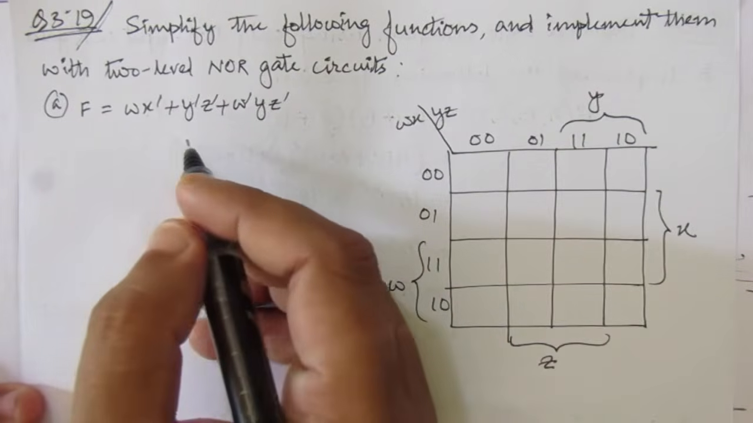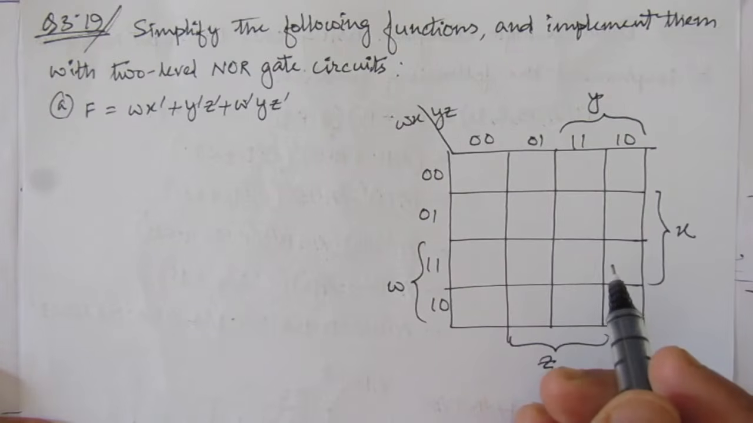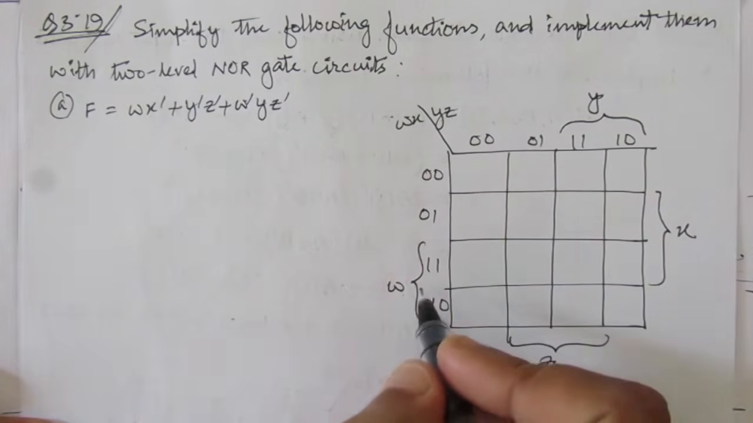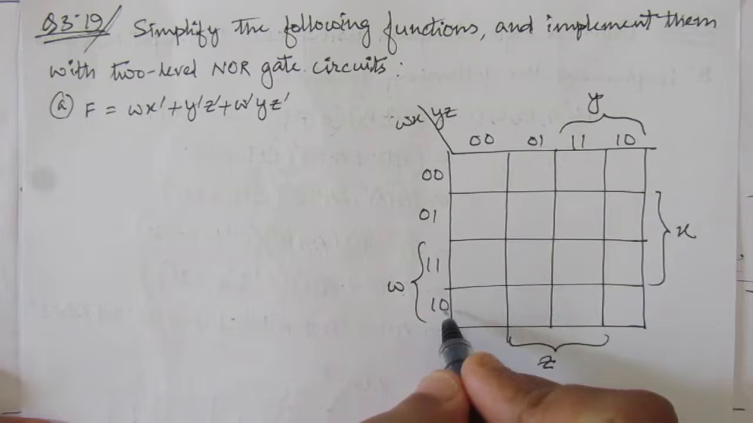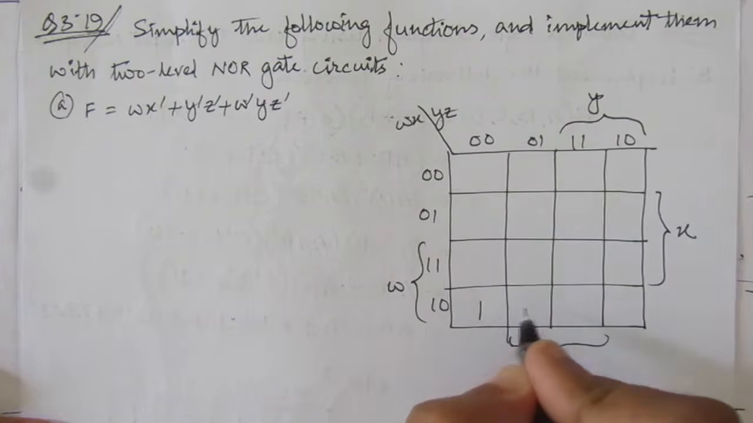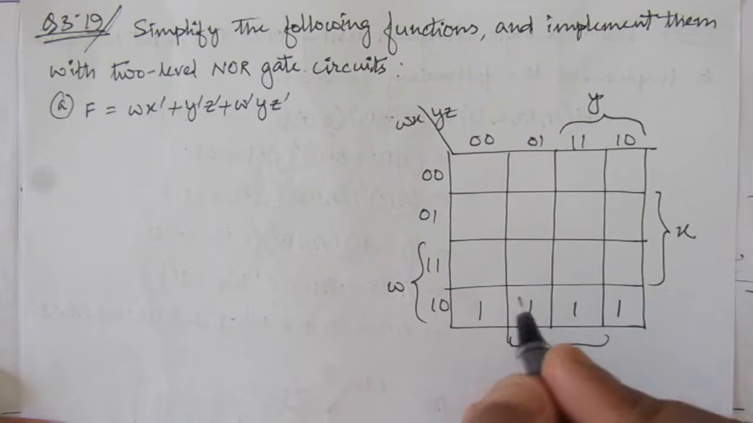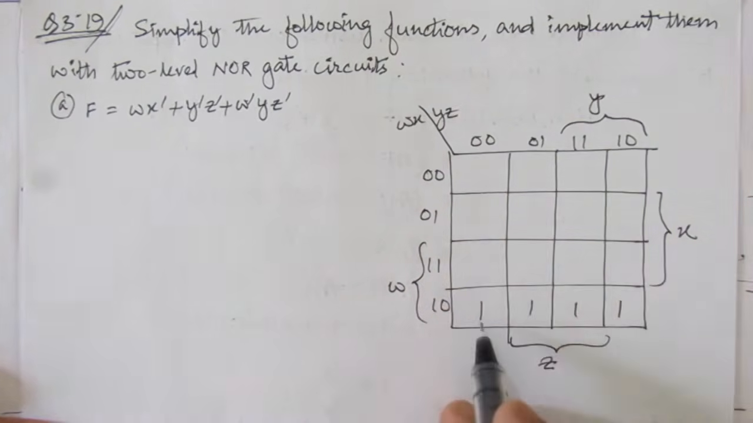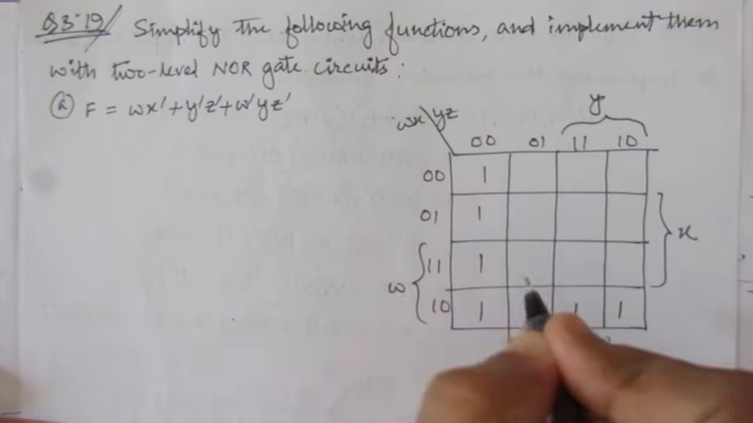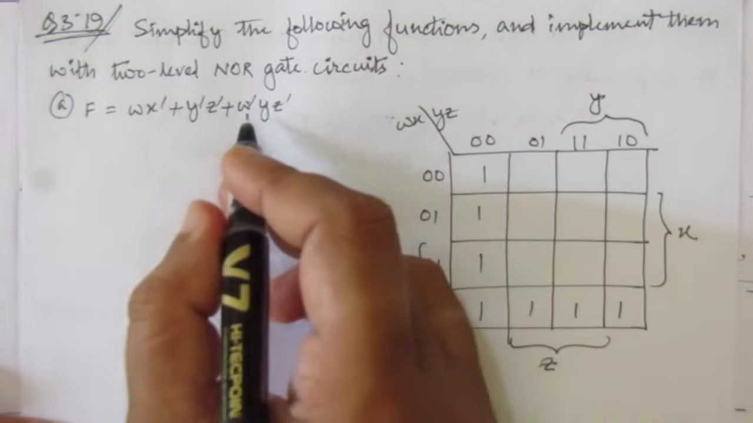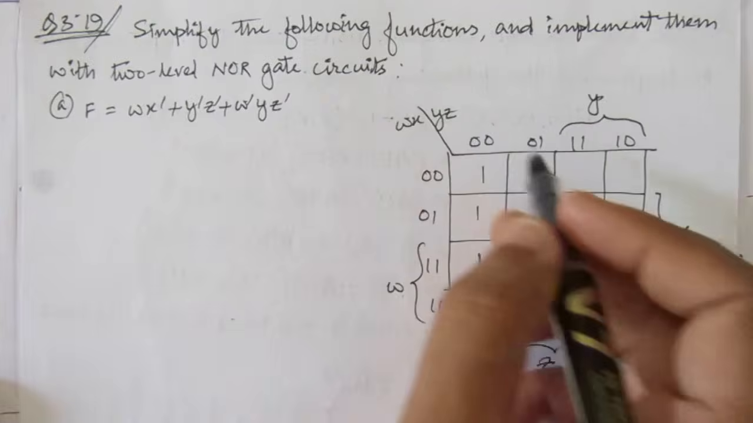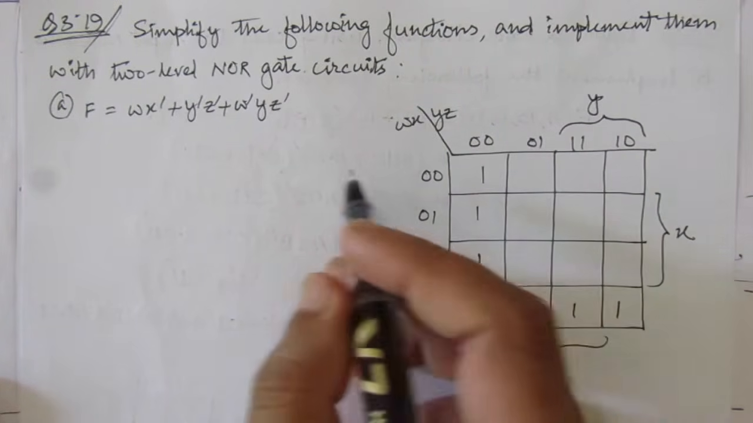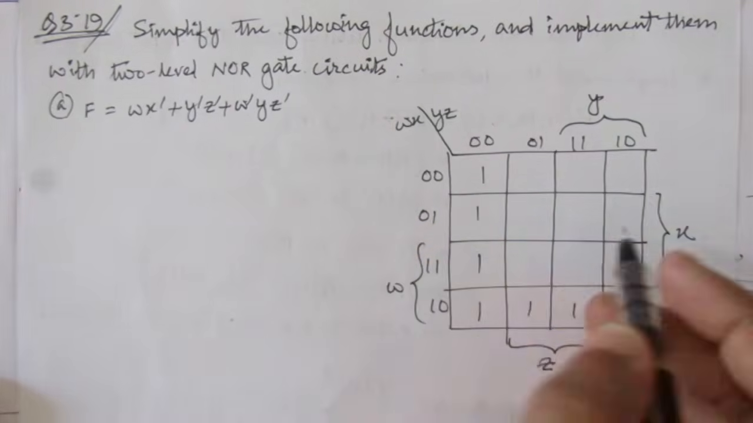We are given a function here, so we have to use a 4 by 4, or 4 variable, map. wx bar is this row, so we have to put 1 values for all of them. Then y bar z bar is this column, so we put 1 1 1 here. Then w bar yz bar is this fourth column.